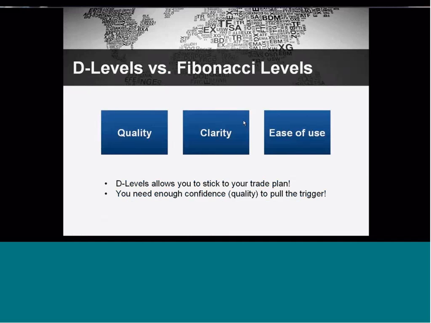Now, the difference between DiNapoli levels and standard Fibonacci work is quality, clarity, and ease of use. If you've got something that is easy to use and is clear, you can stick to your trade plan. You have enough confidence to pull the trigger. When you guys and ladies start trading in any kind of size, what's going to happen is you're going to get nervous. Your finger's going to shake. It's going to be hard to press that button. If you've got a clear plan, if you've got something simple and easy to follow, you're going to be able to move. Without it, you're going to be frozen.